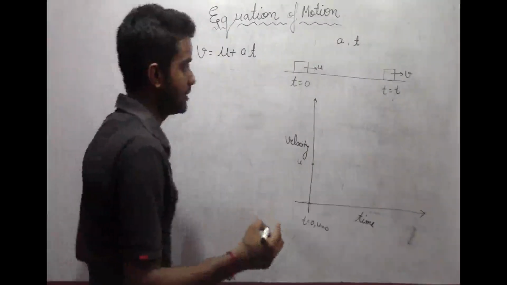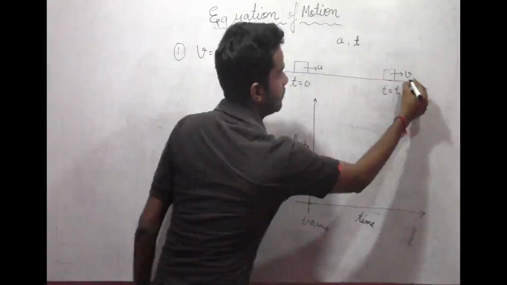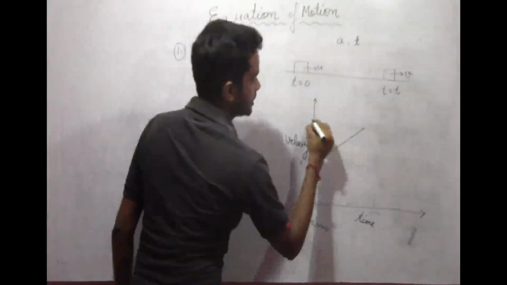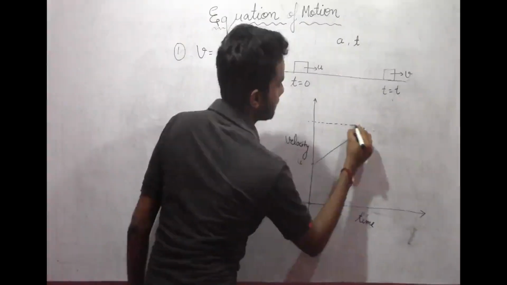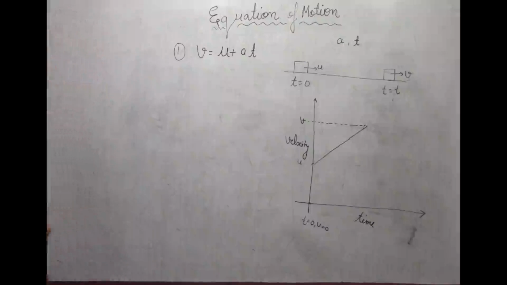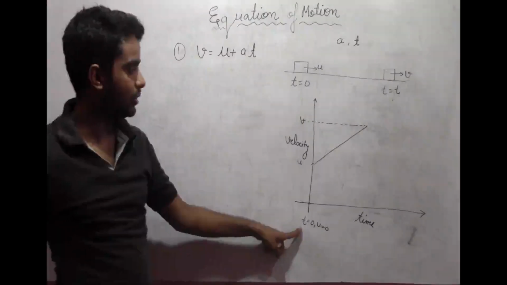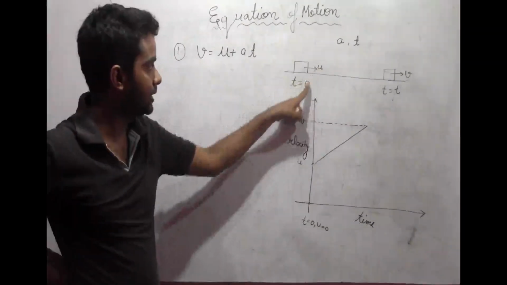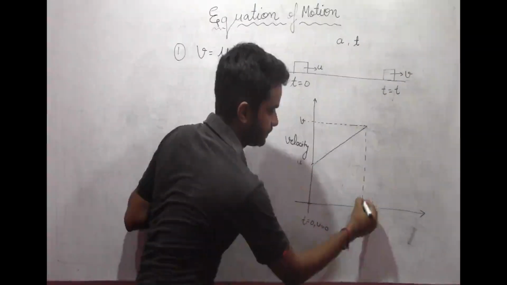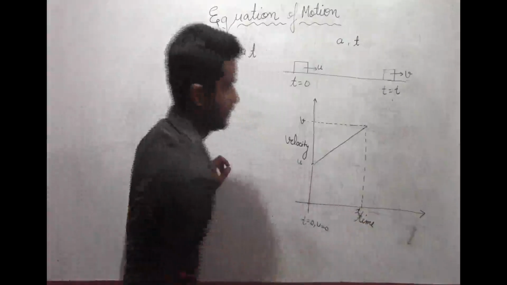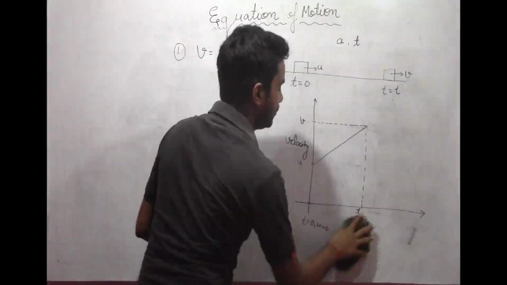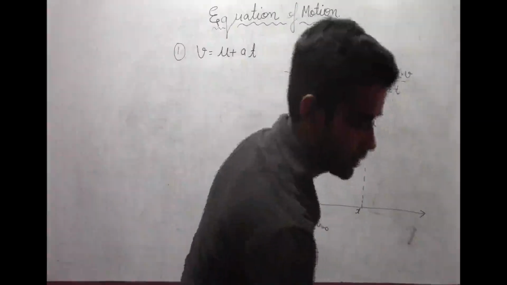So after time t, its velocity has become v, meaning at time t, its velocity has become v. At t is equal to 0, the initial velocity of the body is u, and after time t, its velocity has become v.